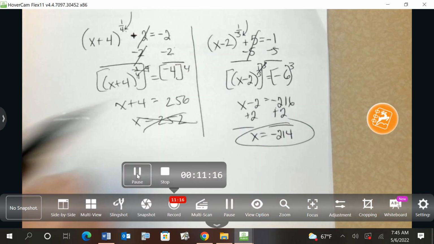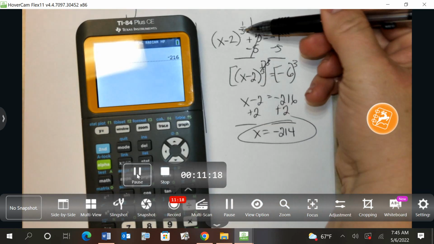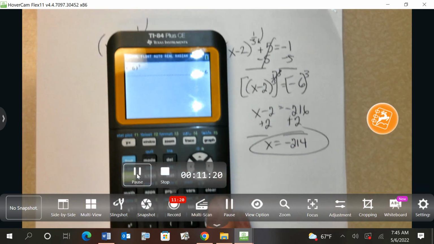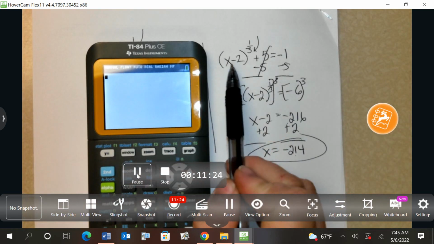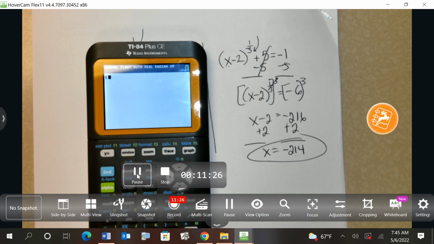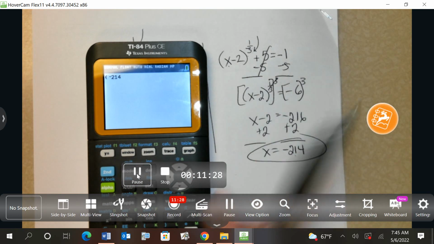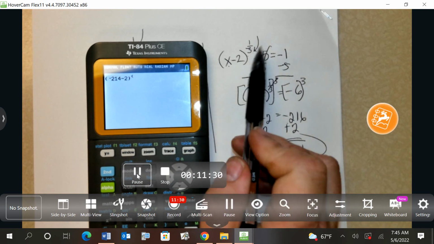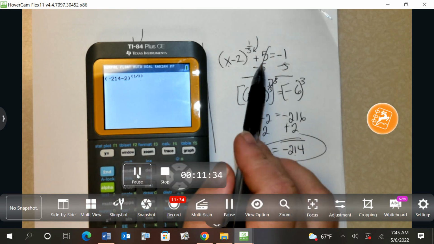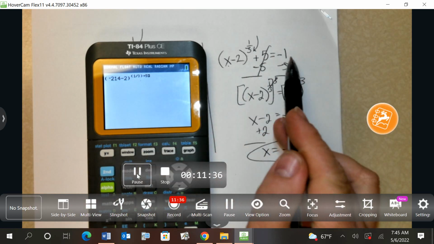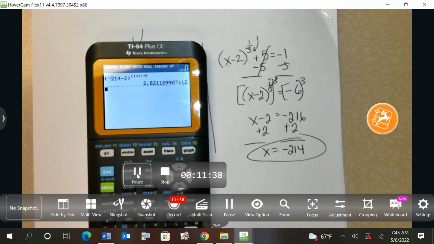Now let's check. According to the rules, it should work, because with odd, you should not have to check for extraneous solutions. Okay, ready? Here we go. So I look up here, and in parentheses, I type in -214, subtract 2. I raise it to the 1/3 power. It has to be in parentheses, or it won't correct it. I add 5, and I want an answer of -1. If this is true, then this works.